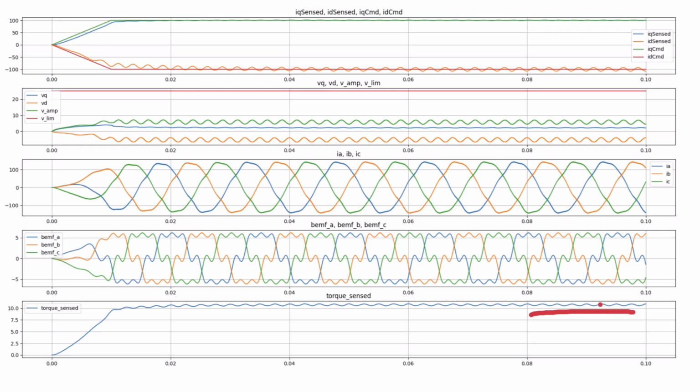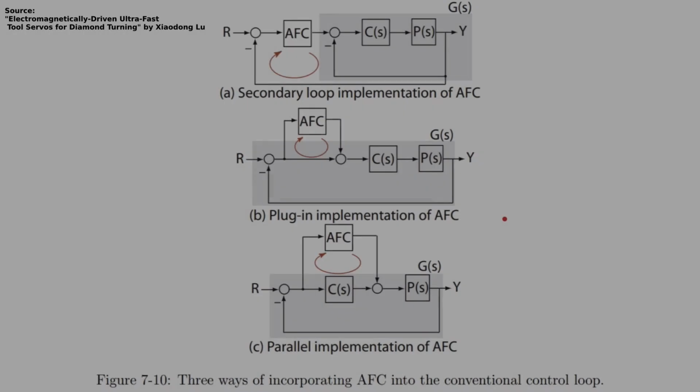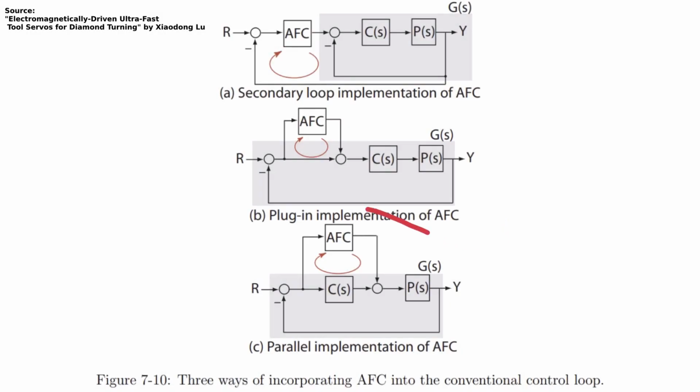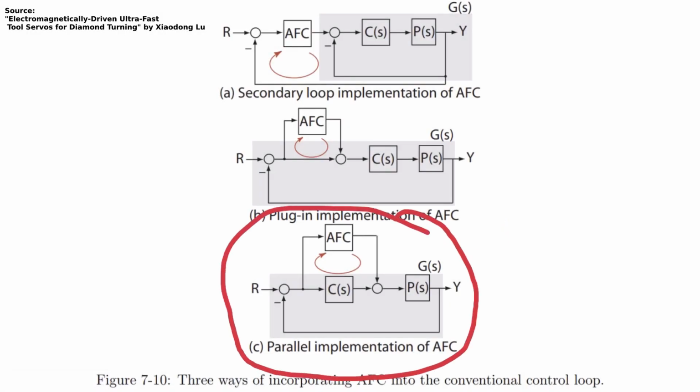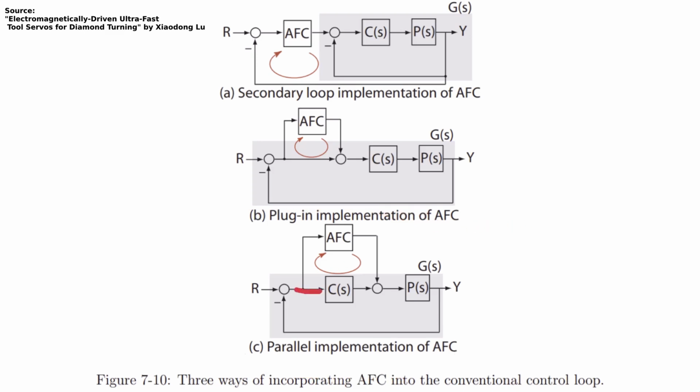Let's solve the torque ripple issue first. In this simulation, I'll use the AFC algorithm in the parallel method, meaning the AFC algorithm takes the same error as the PI controller and adds its output to the PI controller's output.